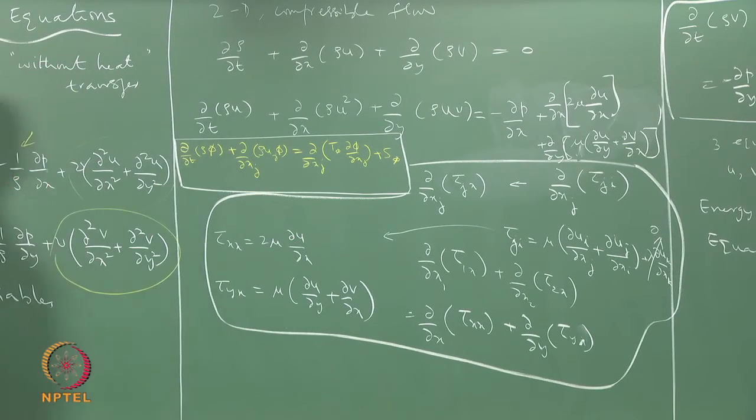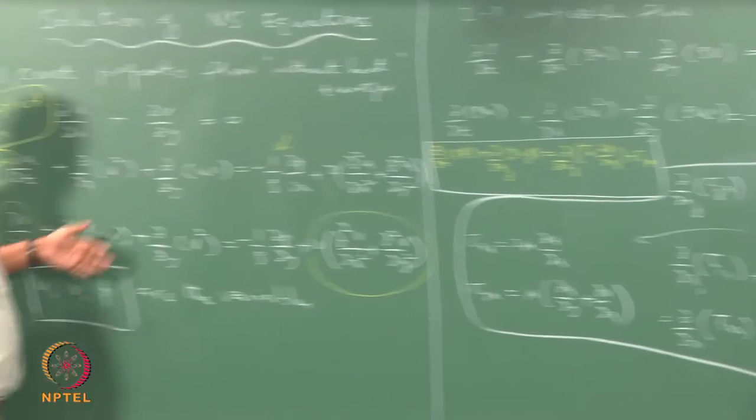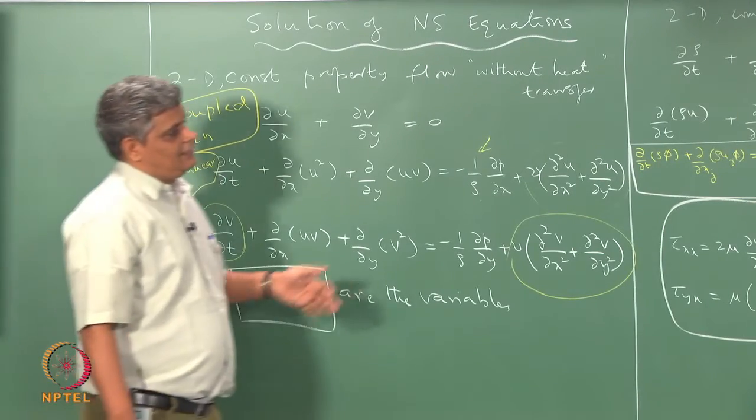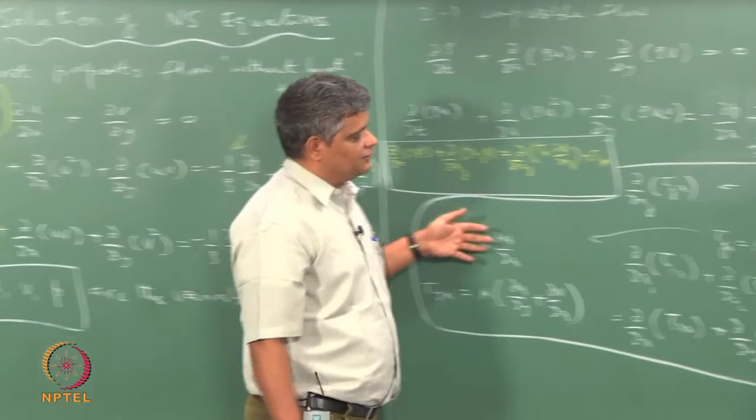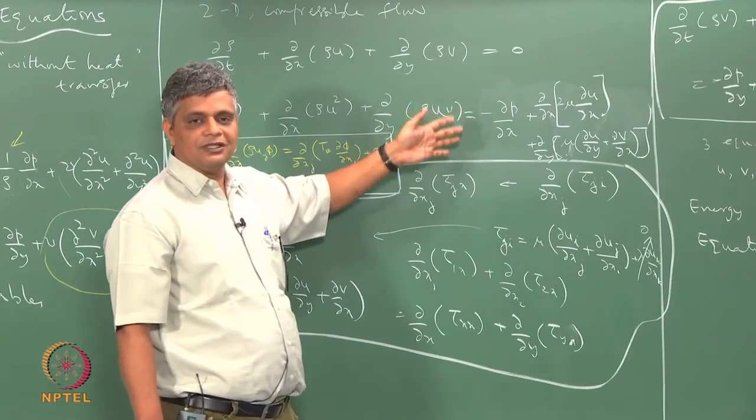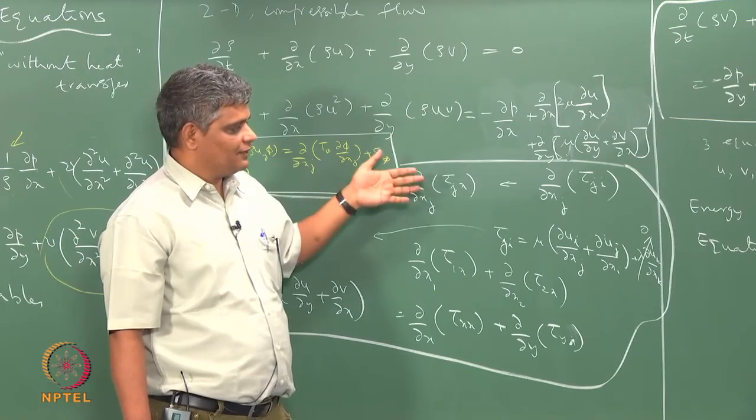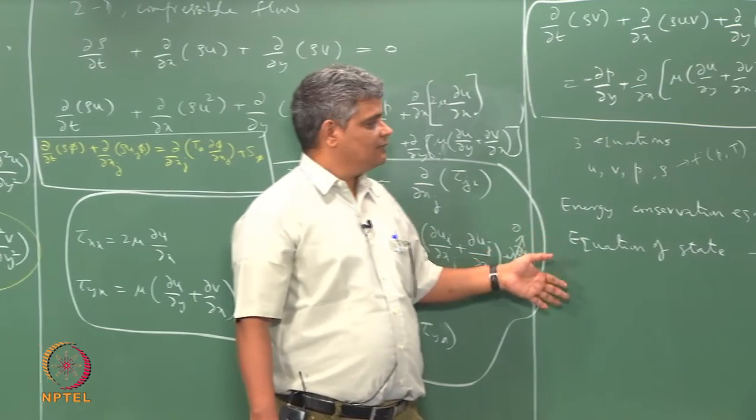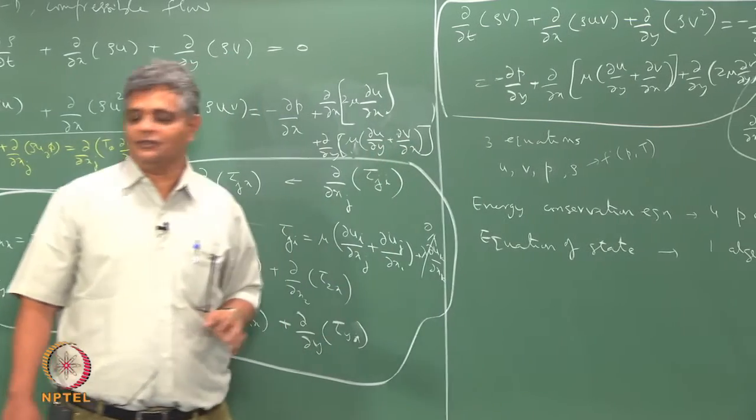So in the case of constant property flow, we have nonlinear coupled equations which are three in number here, and here we have nonlinear coupled equations with four partial differential equations, all of which are coupled, none of which can be solved independently, and we also have the equation of state. So we have coupled nonlinear equations.